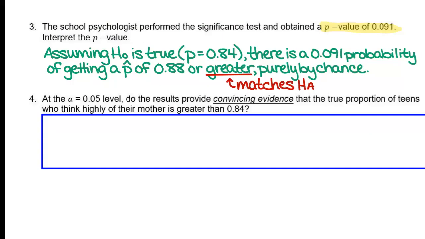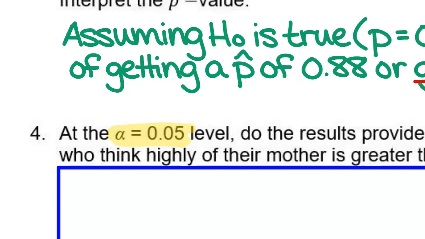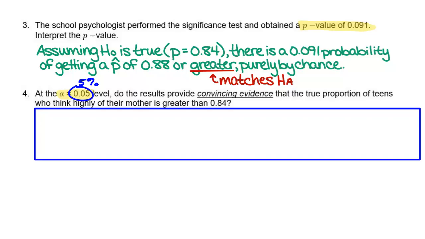We are often going to use an alpha level of 0.05 or 5%. Remember, if you're going to change them into percentages, you move the decimal 2 places. So this would be the same as 5%. Do the results provide convincing evidence that the true proportion of teens who think highly of their mother is greater than 0.84? So we're going to compare the p-value up here from number 3 with the alpha level, 5%.